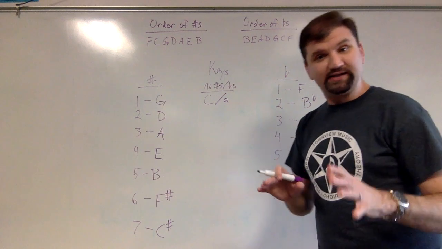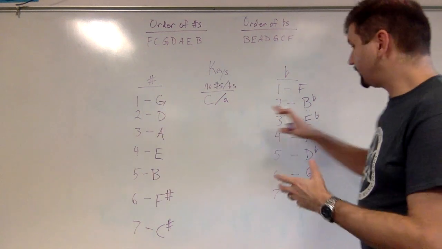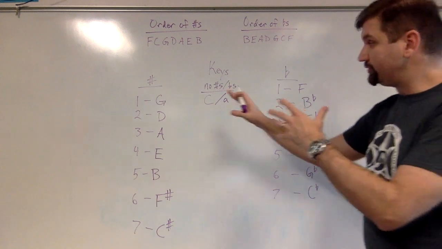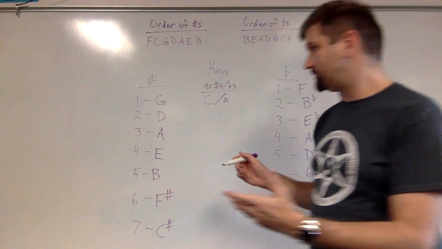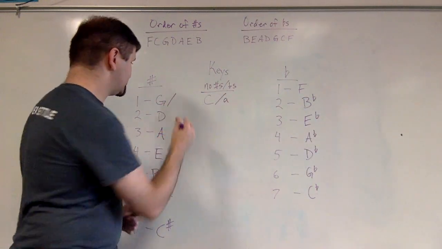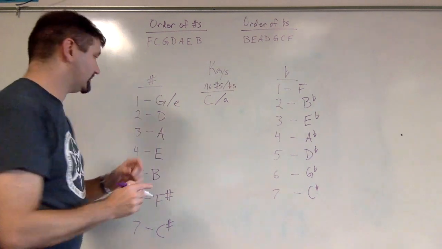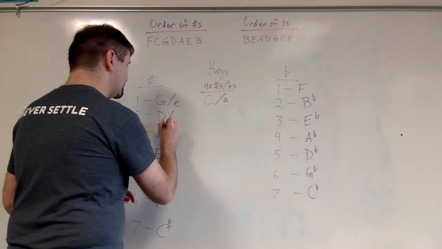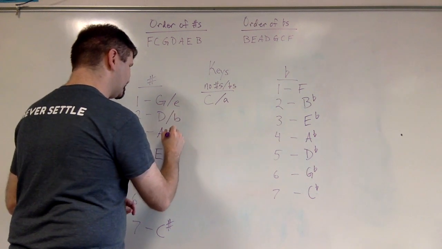We can use the same idea that we did a second ago to count up 5 or count down 5 and produce all of the same results, but with minor keys. So in this case, counting from A up 5, we get to E minor. And again, with all of these, I'm using lowercase for minor. And then counting from E up 5, we get B.